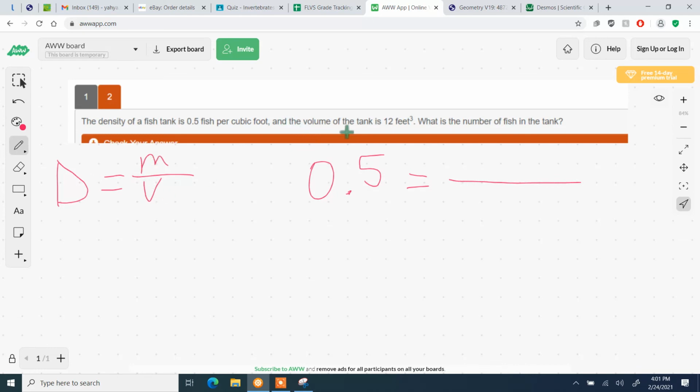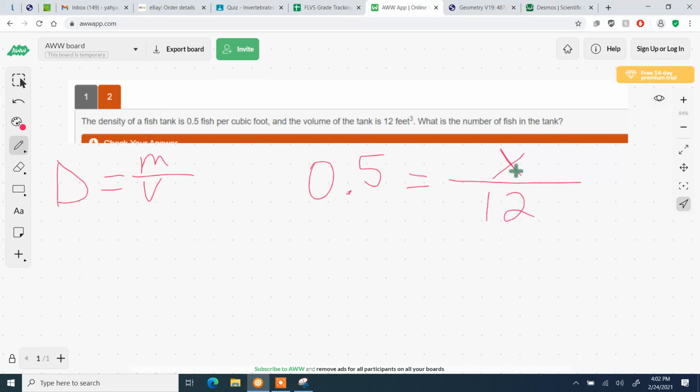What else do we have? The volume of the tank is 12 cubic feet. Where does that go? Is that stuff or is that volume? That's volume, the amount of space. So I'm going to put in 12. And it's asking what is the number of fish, so that must be the one on the top. That's the unknown, the variable that we have to solve for.